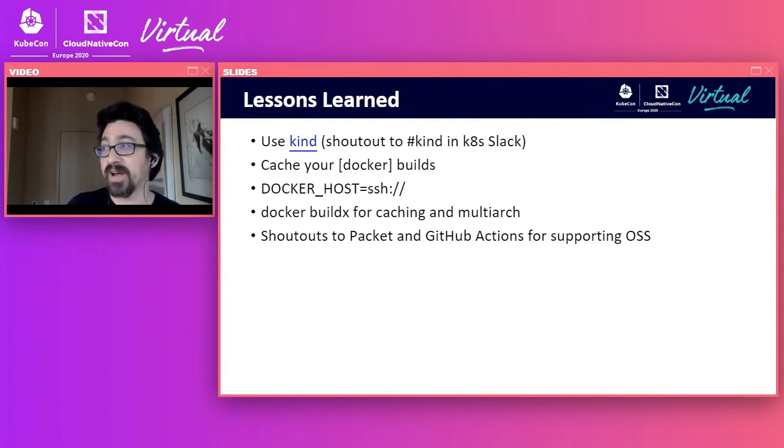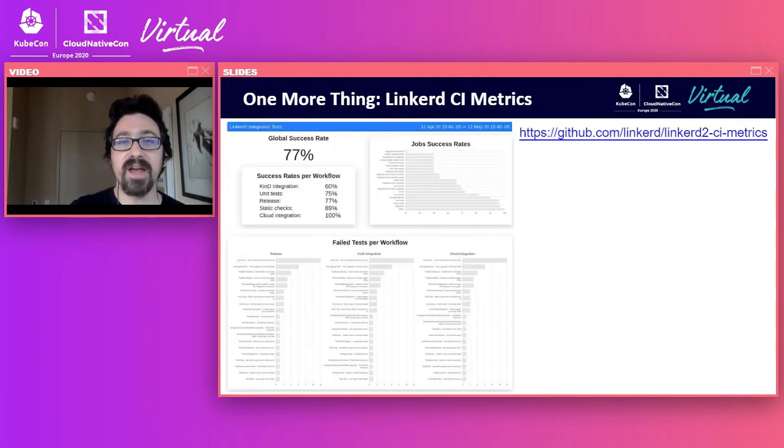So I believe either today or this week, Linkerd will have ARM builds as it goes out through our normal release workflow. And a big shout out to Packin and GitHub Actions for supporting open source and allowing us to use their infrastructure. And one more thing, something I had really liked about Prow was that it provided this really nice heat map of all of your build statuses.